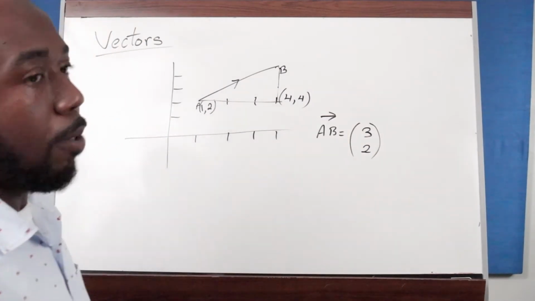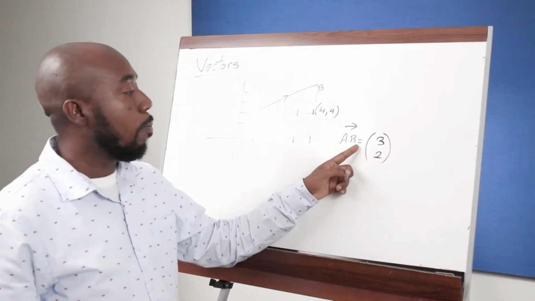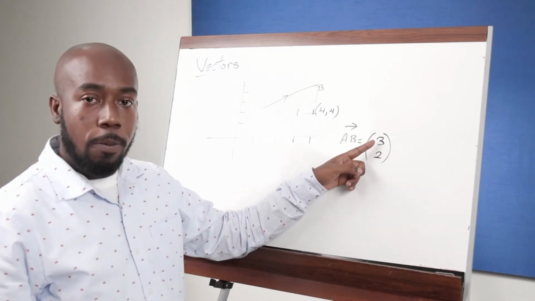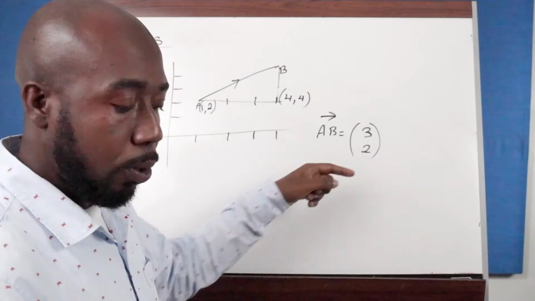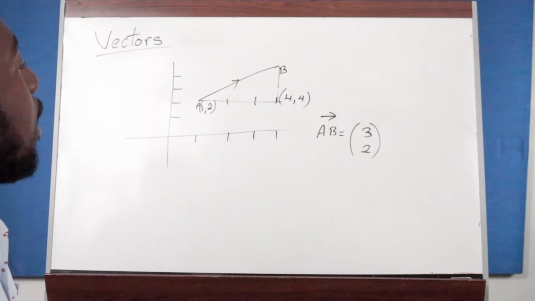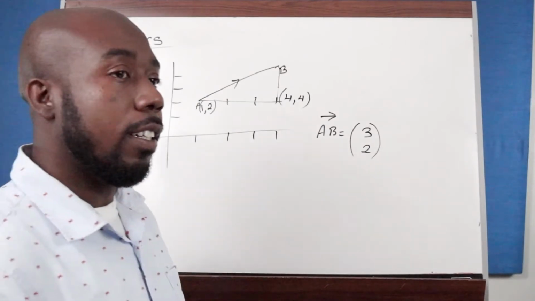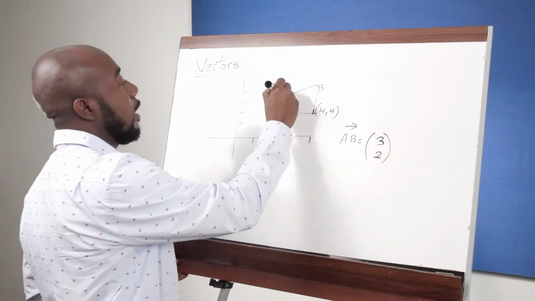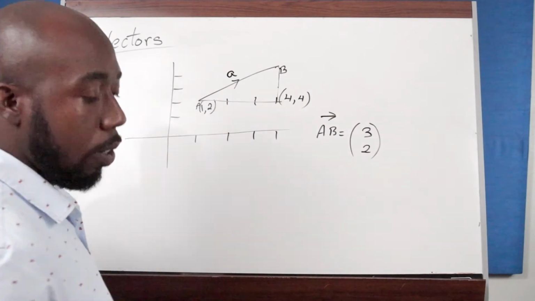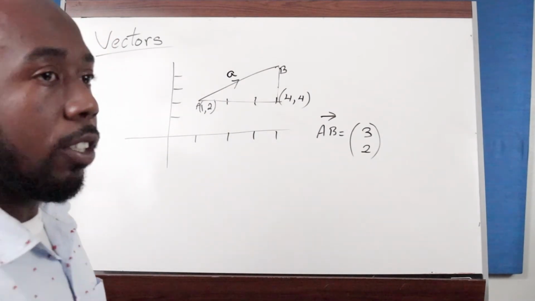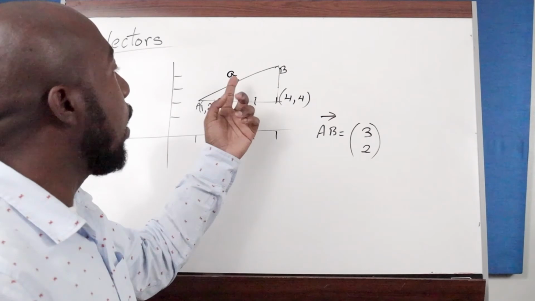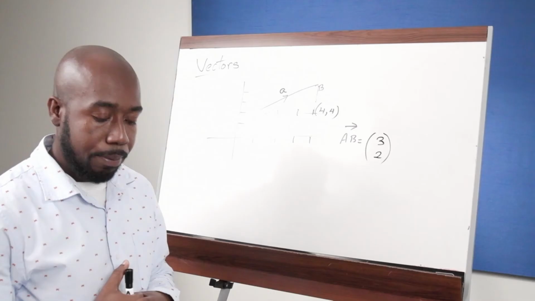Note we show the arrow above to represent it moving from A to B, and it's written in column vector form here, (3, 2). Now sometimes you can use a small letter, say a, written in bold, and that can also represent a vector. Just give it the name a and say the vector a here.